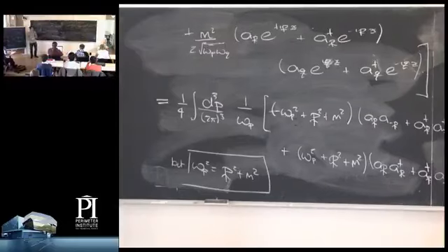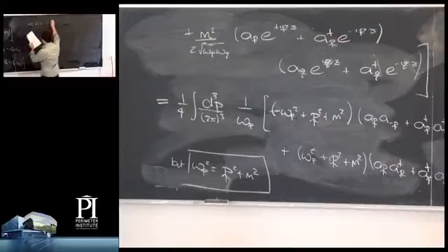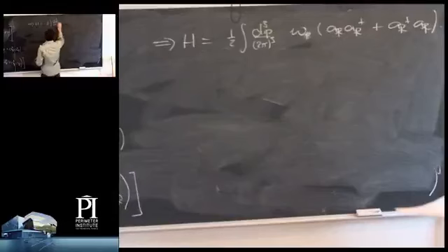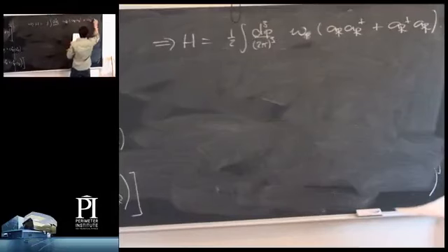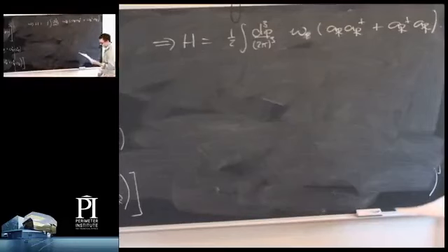Boring, but now comes the final step. It's just to notice that the definition of this was equal to p squared plus m squared. So this term vanishes. So this is the Hamiltonian that we get.